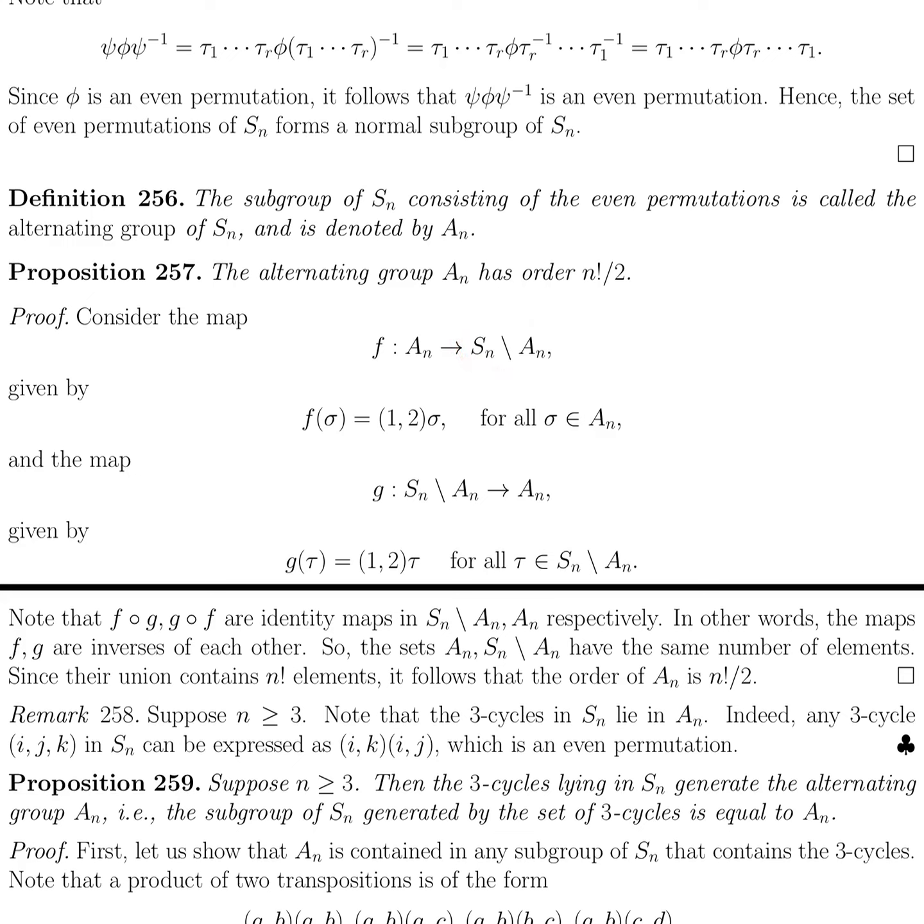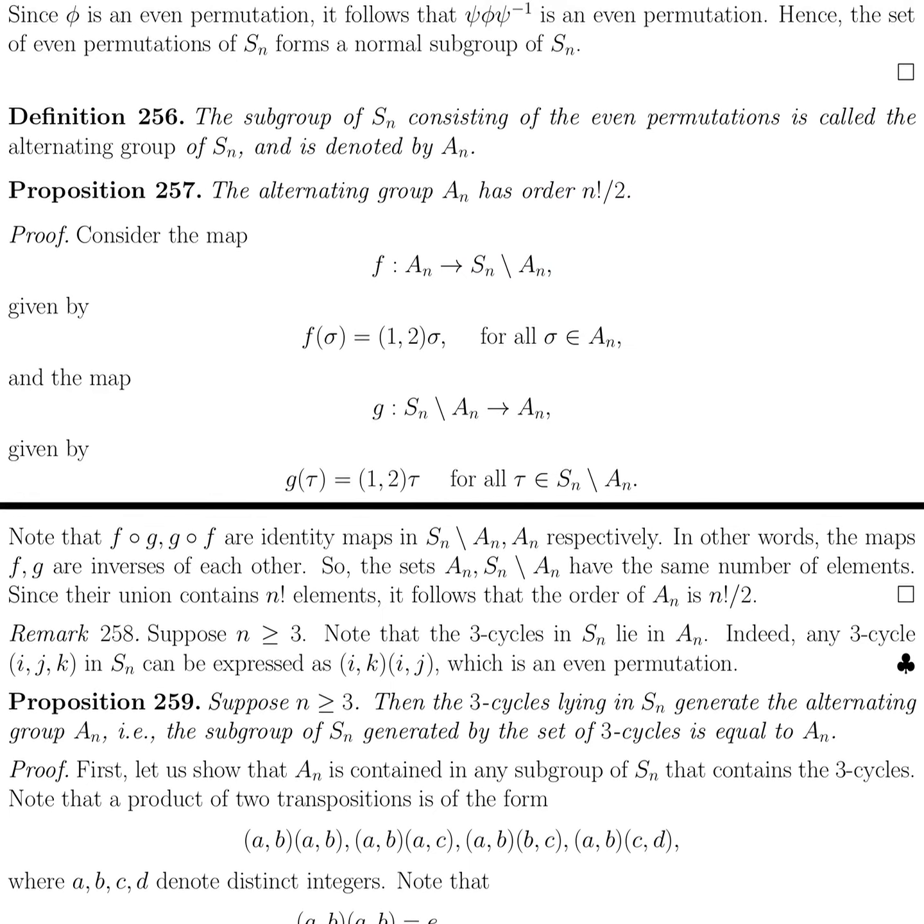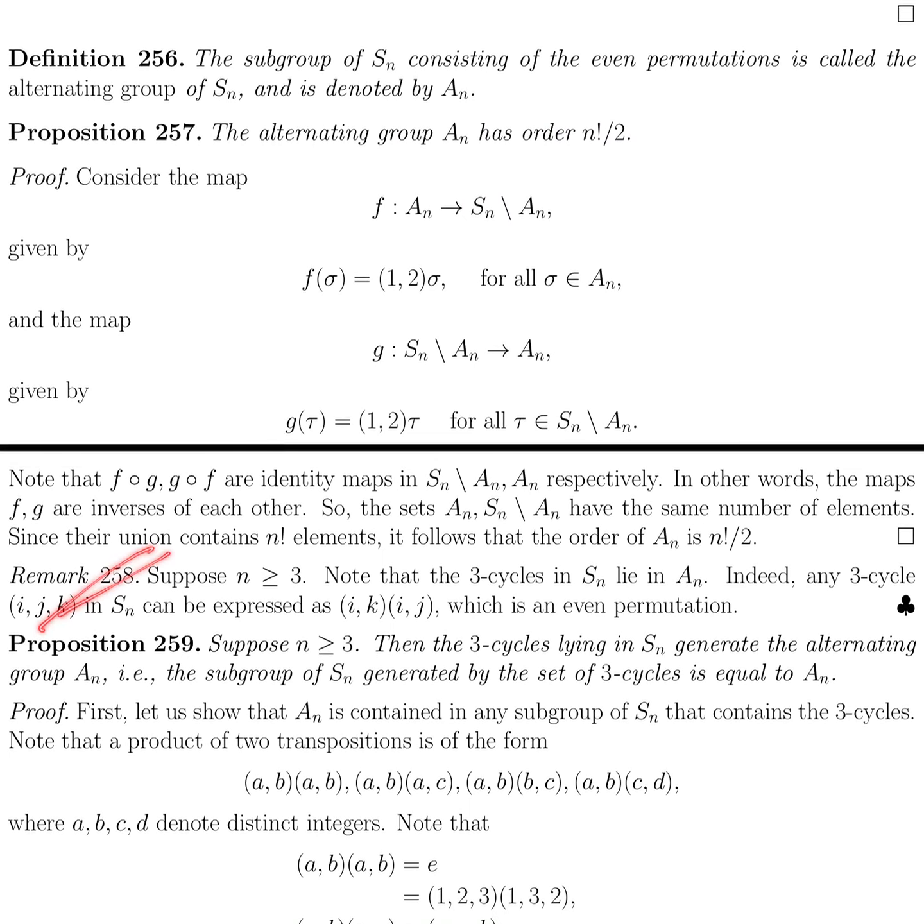Then one can show that this is a bijection. To do so, we define a map in the other direction from this complement to An. This sends tau to (1 2) times tau. One can check that both compositions, F composed with G and G composed with F, are identity maps on the respective domains, and that proves that F is a bijection, so both of them have the same size. The union of these two is equal to Sn, which has n factorial elements. So you know that An and its complement both have n factorial over 2 elements. Great. Here is an interesting remark, and the next proposition will follow up in a similar direction.